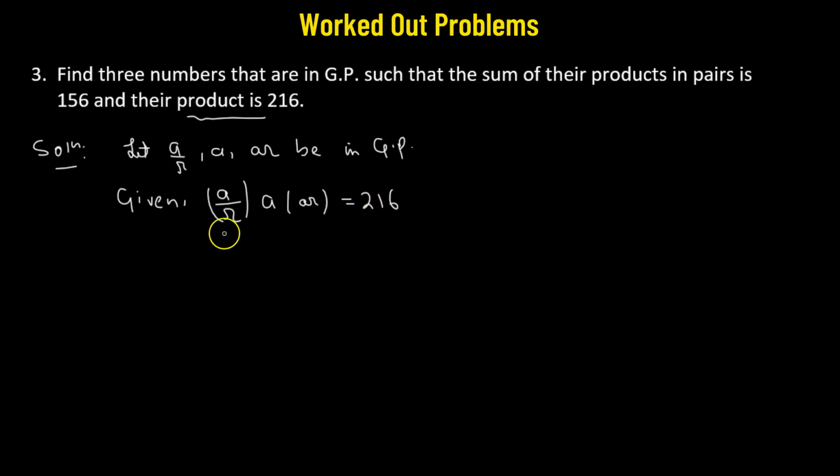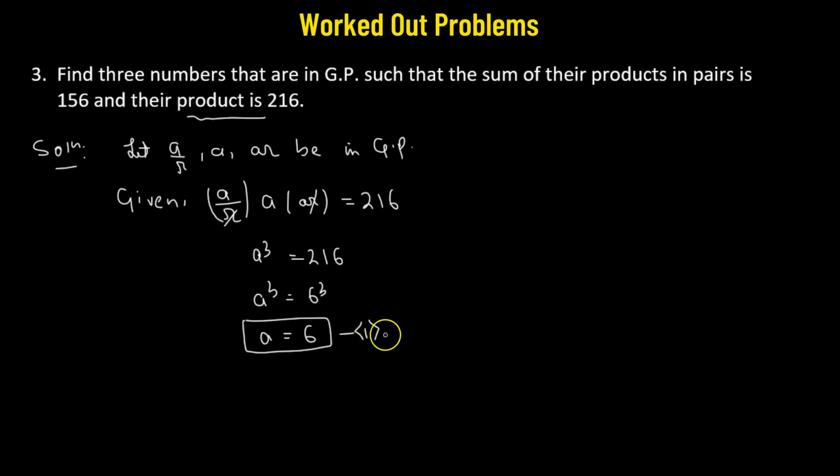This is equation number 1. But let's further solve it. So we have r and r getting cancelled. So we have a cubed equals 216. And we know that 6 cubed has a value of 216, which gives us a value of our first term, a. So we will set it aside and label this as equation number 1.